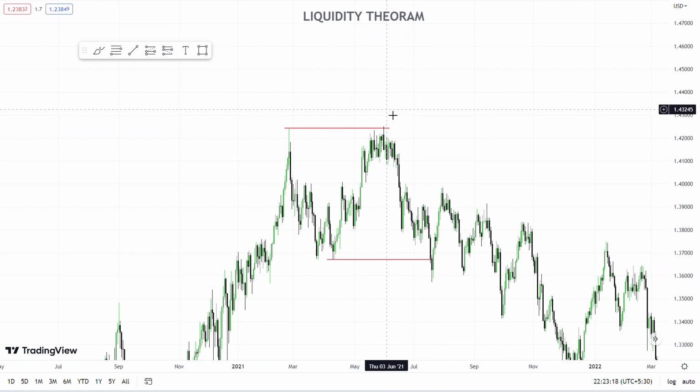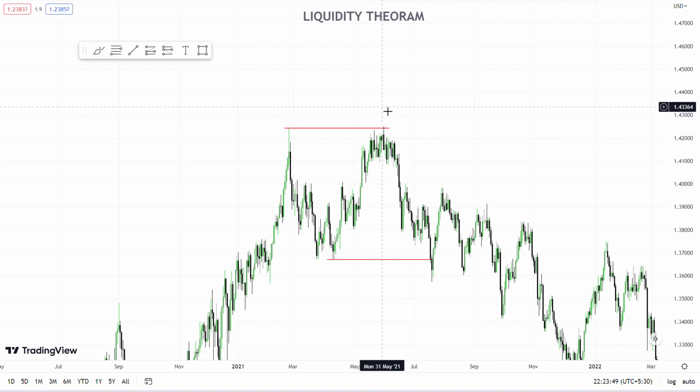This liquidity is called buy side liquidity, and the liquidity here is called sell side liquidity. So according to the algo trading strategy, after the buy side liquidity is taken, we should look for sells, and after the sell side liquidity is taken, we should look for buys. Simple as it is. We should do vice versa. Simple strategy.